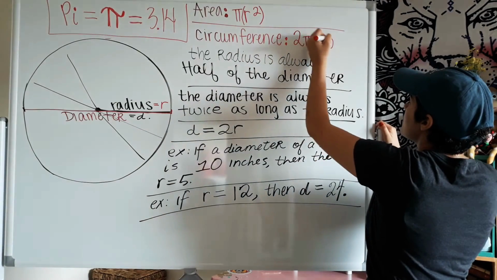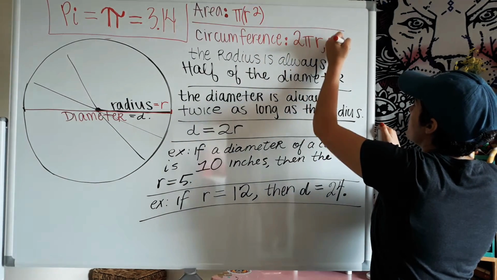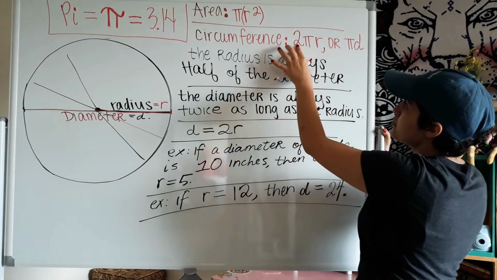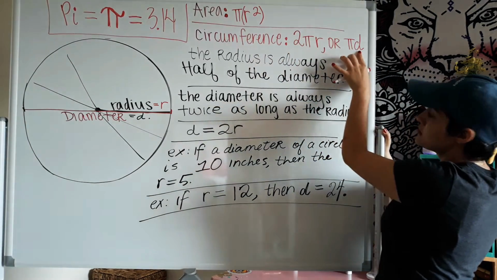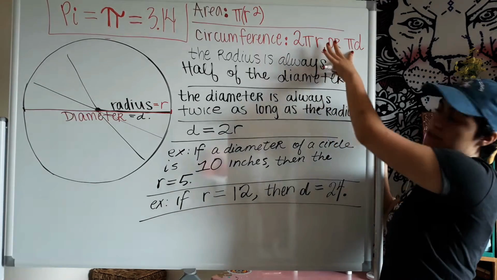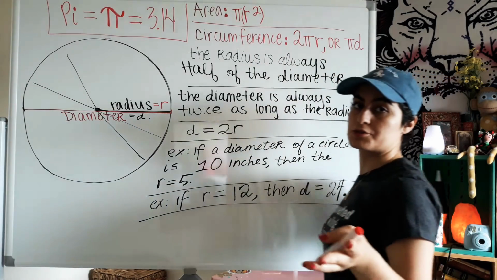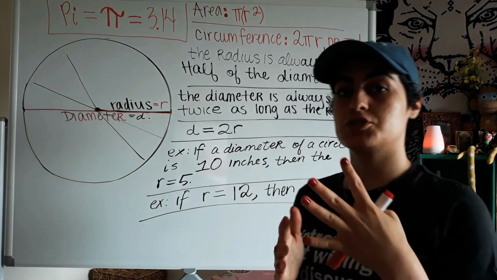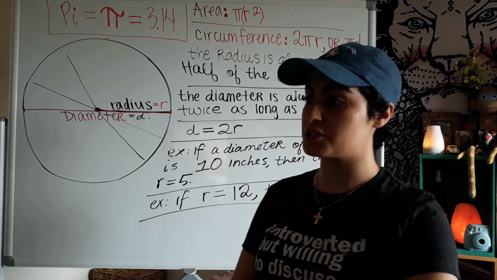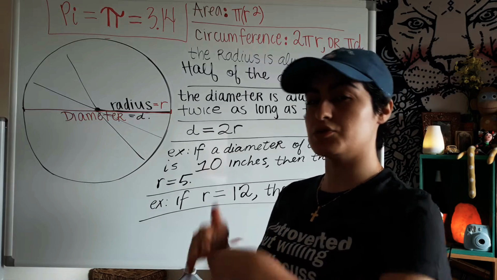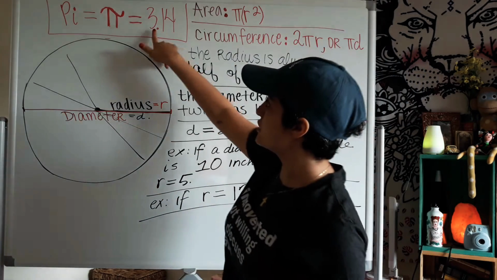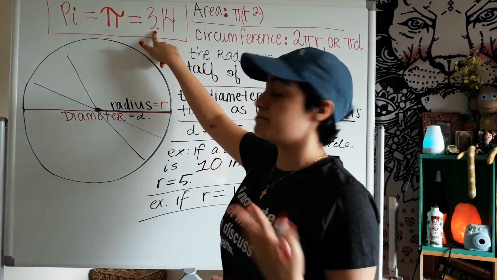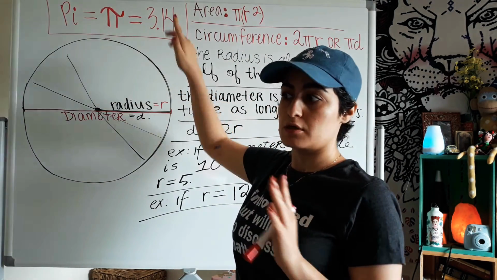Or pi times the diameter. So 2 times r is equal to the diameter, and then we need pi in there no matter what. Every time we're talking about a circle, we're going to include pi. I want to talk about pi. Pi is just a number. It's a really, really long number, but we shorten it for our sakes. We're just going to call it 3.14. So that's all it is.